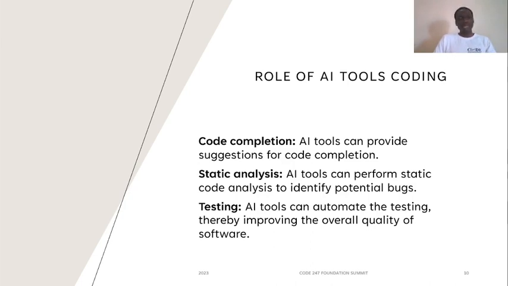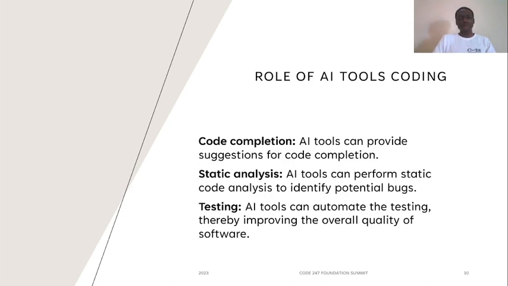And then it also helps in static analysis. AI tools can perform static code analysis to identify potential bugs, vulnerabilities, and coding errors, enabling developers to catch issues early in the process. That's what AI helps us do. Because with AI, you could determine if there's an error or probably a bug in your code, or maybe your code is not optimal enough or has something that can be fixed. AI can help us do that.